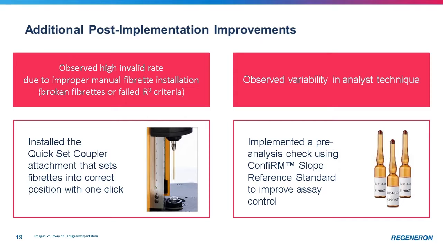Another issue we started to observe was variability due to analyst techniques. In order to mitigate this issue, we implemented a pre-analysis check using the vendor-supplied confirmed Phillips reference standard. This allowed us to improve our control over the assay as well as over the analyst techniques.